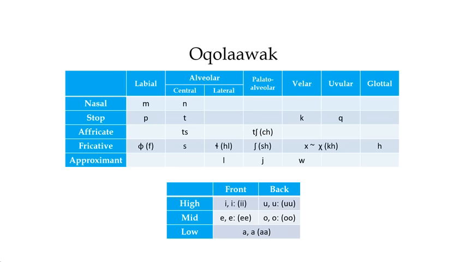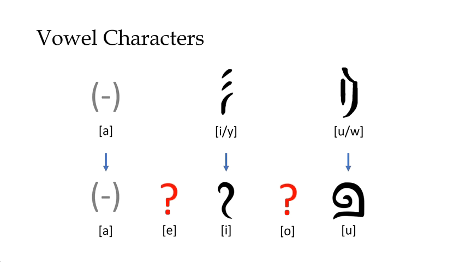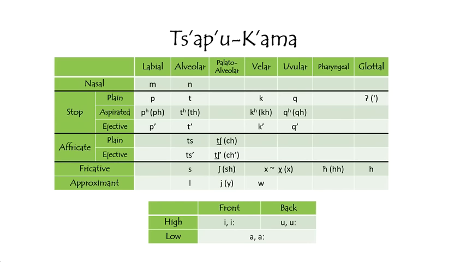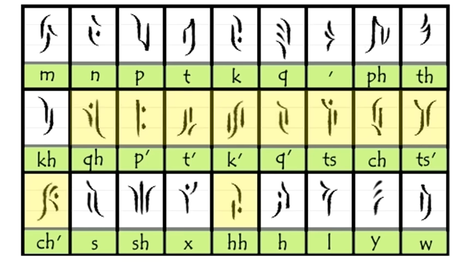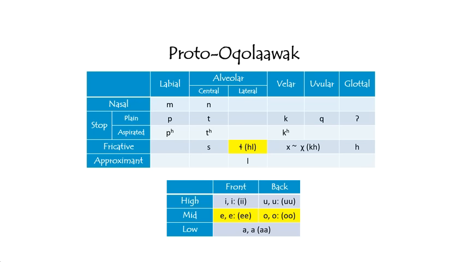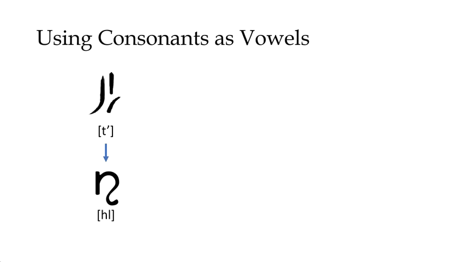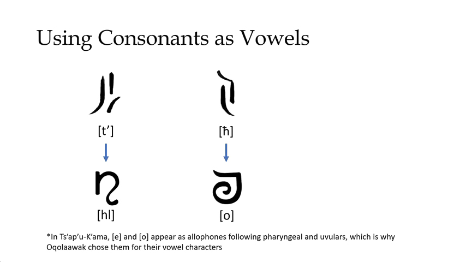Oqolaawak, however, has 5 vowels, so when it borrowed the Tsapukama system, it had no way of representing E and O. However, Tsapukama's consonant inventory is much larger than Oqolaawak's, and includes some much more exotic sounds. Since the Oqolaaw had no need to represent these sounds in their script, they decided to repurpose these characters for the few sounds that Oqolaawak has that Tsapukama doesn't provide symbols for, like using the Ta glyph for Sla, Ha for O, and Ka for E.